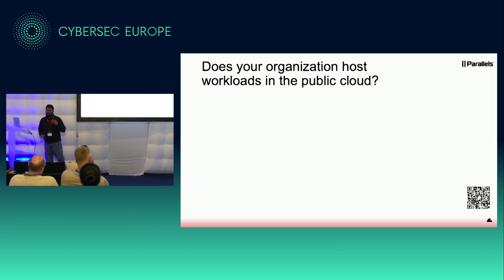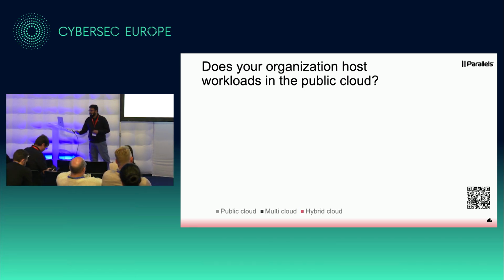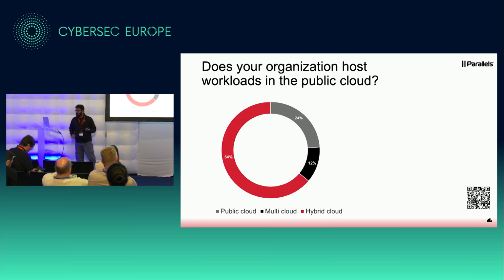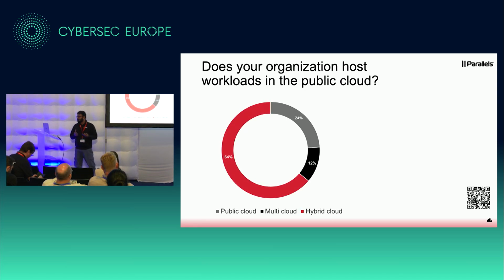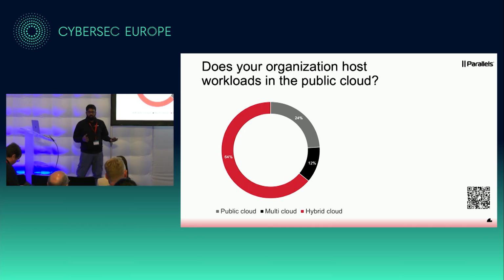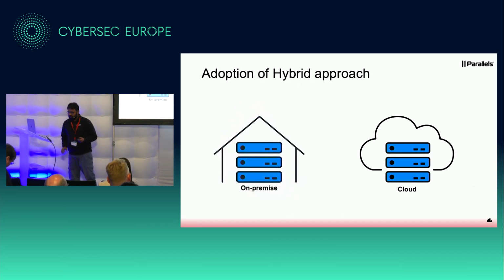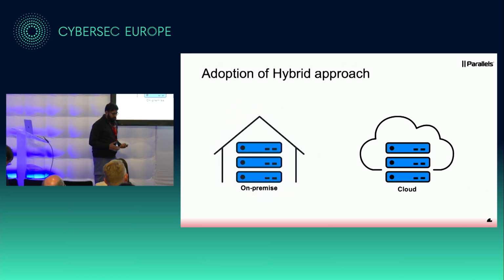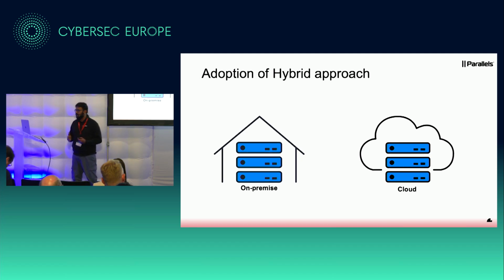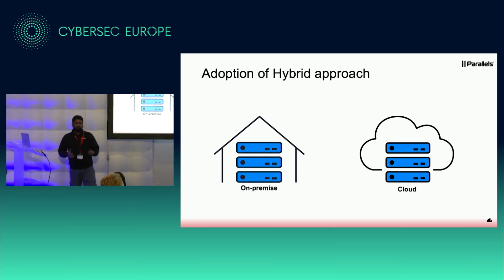Another question we asked our customers is, what does your organization's work model look like? Do you use a public cloud or not? And to answer that, 64% of our customers are also using the hybrid cloud. What I mean by hybrid cloud is they have an on-premise and also some kind of a cloud. So what is the deal here?